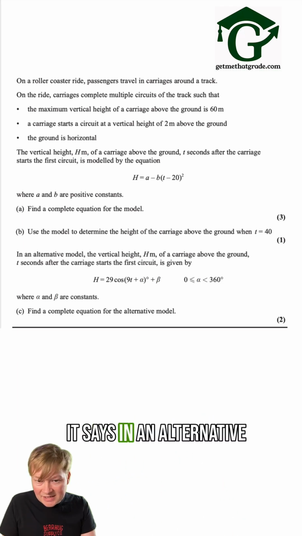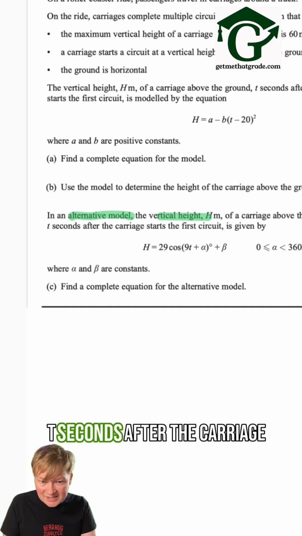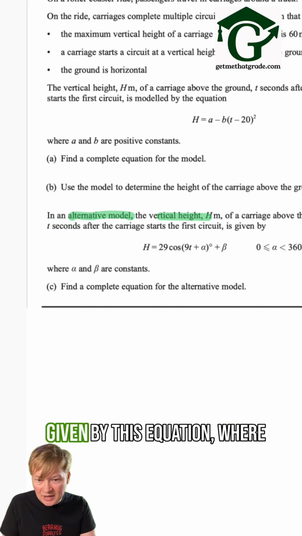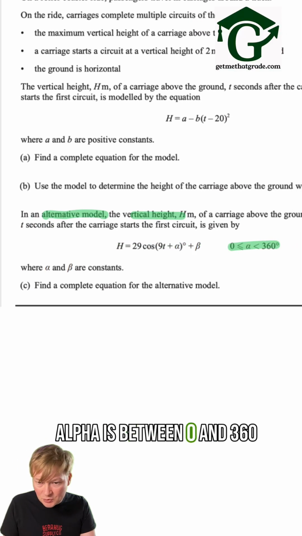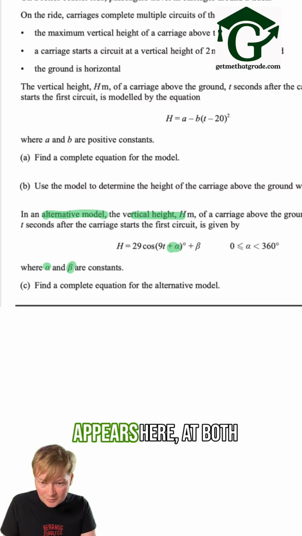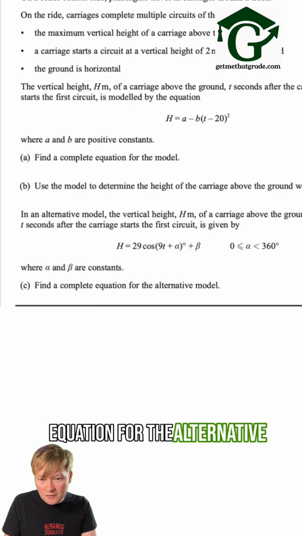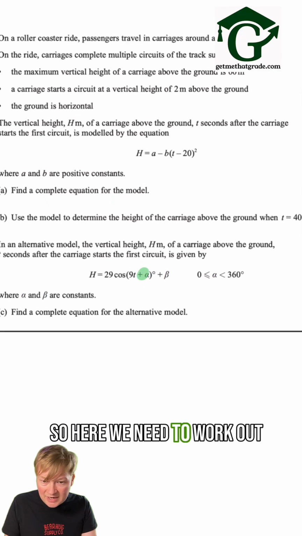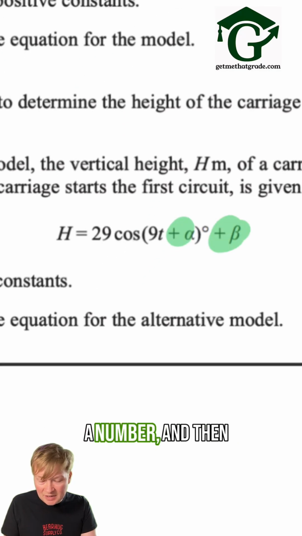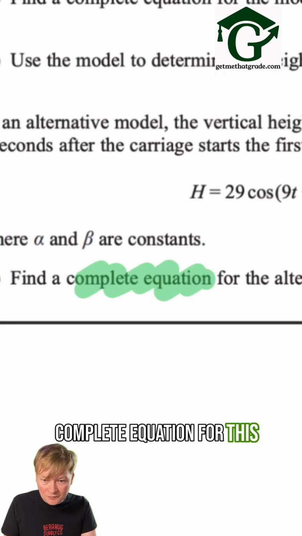Part C. It says, in an alternative model, the vertical height h meters of a carriage above the ground, t seconds after the carriage starts the first circuit, is given by this equation, where alpha is between 0 and 360 degrees, and alpha and beta are both constants. It says, find a complete equation for the alternative model. So here we need to work out what alpha is, what beta is as a number, and then substitute each of those back into this equation to give the complete equation for this alternative model.